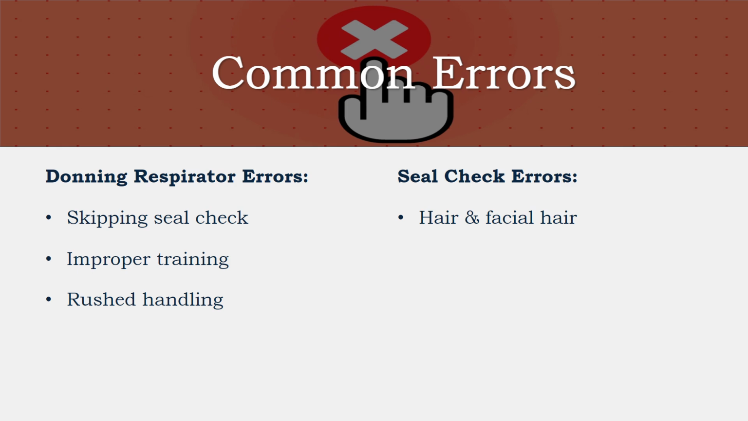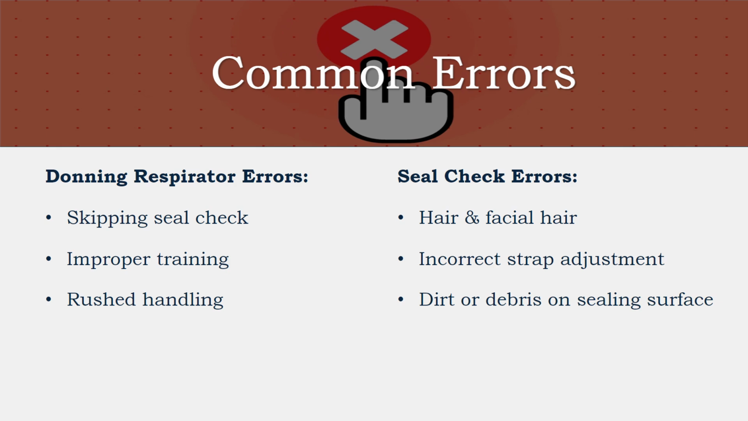Hair or facial hair, like beards, can interfere with the respirator's seal, preventing it from forming a tight barrier. Incorrect strap adjustment: straps that are too loose, too tight, or twisted can prevent the respirator from sealing properly against the face. Dirt or debris on the sealing surface: dirt or other debris on the facepiece can disrupt the seal and reduce its effectiveness.